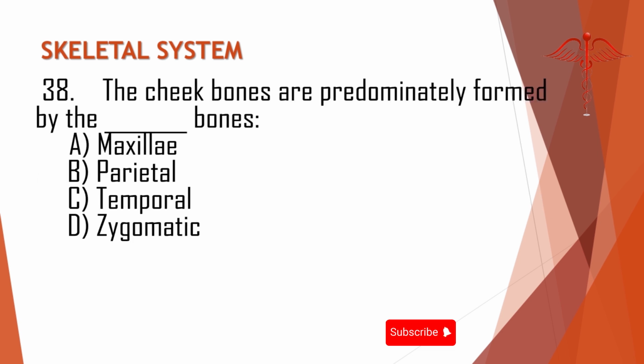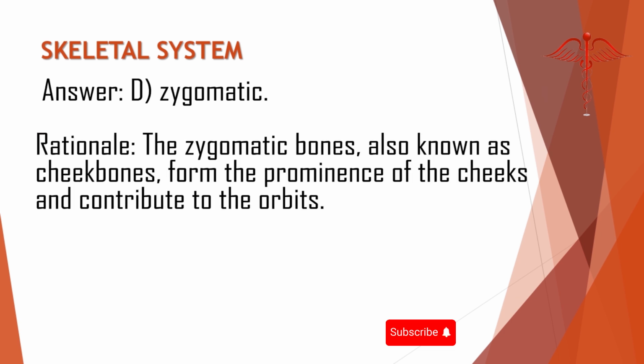38. The cheekbones are predominantly formed by the dash bones. A. Maxillae. B. Parietal. C. Temporal. D. Zygomatic. Answer: D. Zygomatic. Rationale: the zygomatic bones, also known as cheekbones, form the prominence of the cheeks and contribute to the orbits.